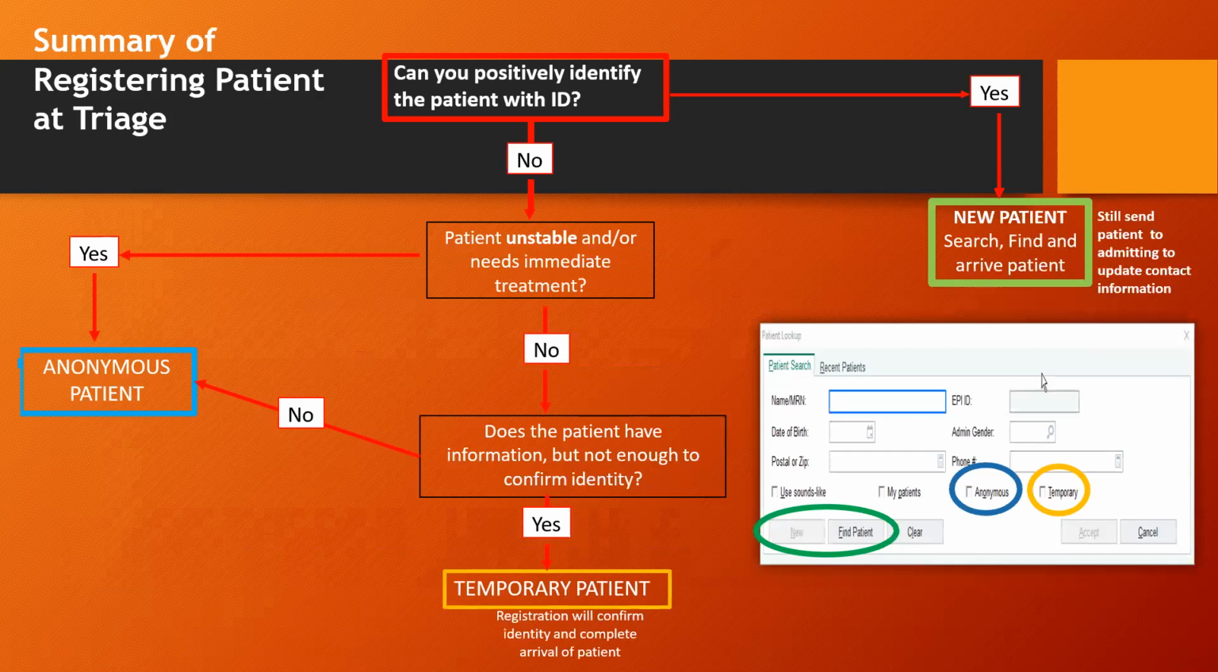So this is a summary table, and this is printed and going to be up at Triage for you guys. So can you positively identify them? Yes, make a new patient and find them within the Connect Care system and get them registered. If you cannot positively identify that patient with some form of ID, if they're unstable, you're going to make them anonymous. If the patient can wait, do they have enough identification to confirm their identity? And if they do, we can go ahead and make them temporary, and registration will put them through the process.